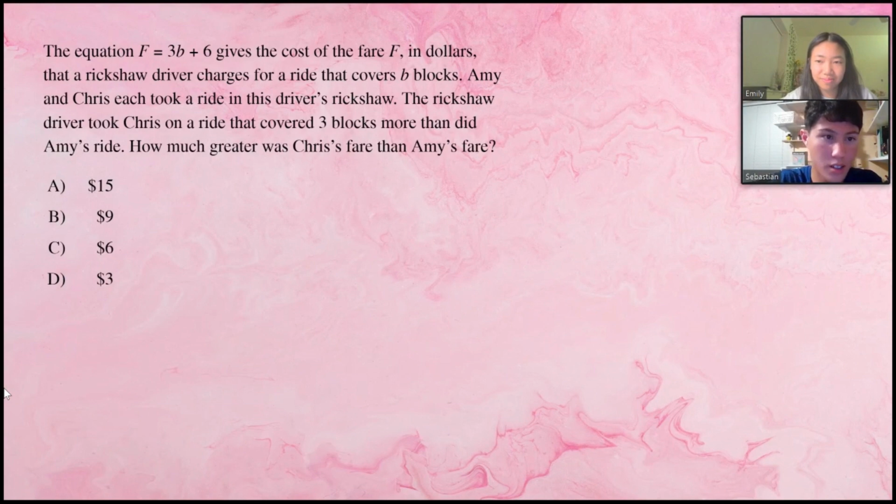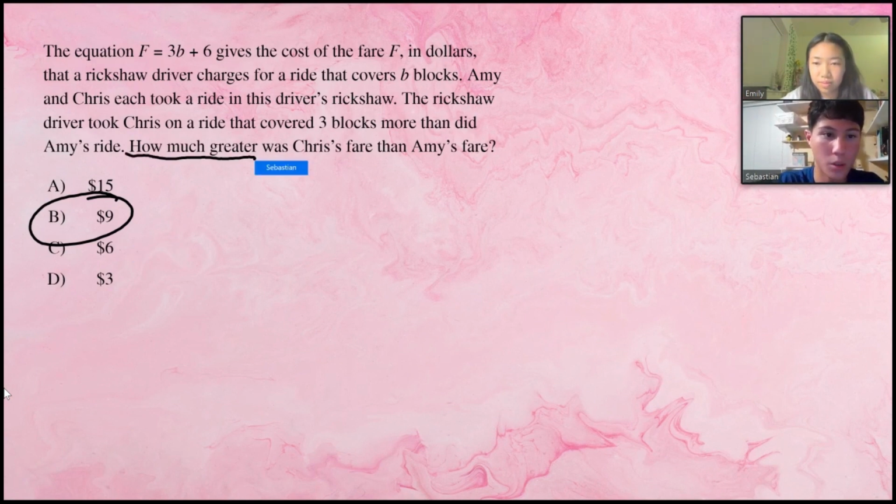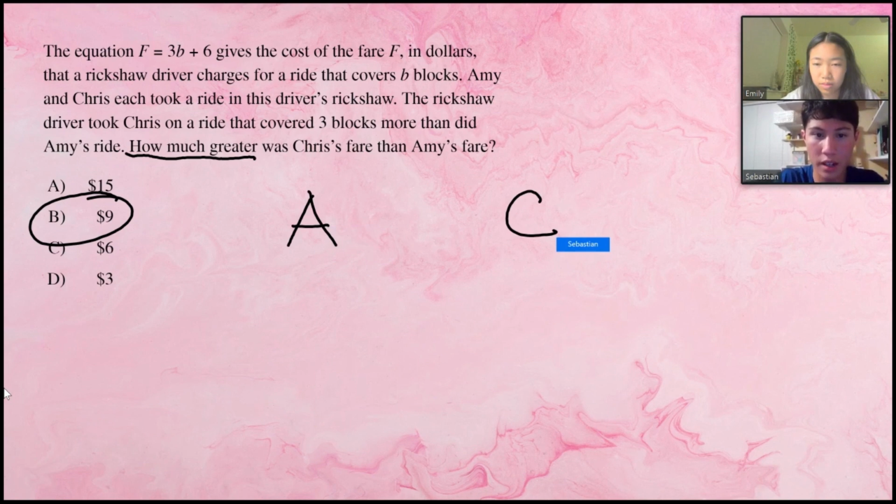So the correct answer to this question is answer choice B, $9. So we need to look for keywords. It says how much greater, which makes us think of subtraction. So we need to subtract Amy's fare from Chris's fare. So if we find Amy's fare and we find Chris's fare, we just need to subtract these two values.